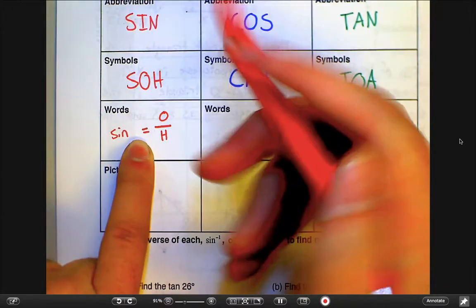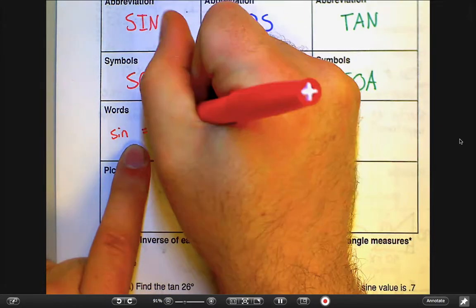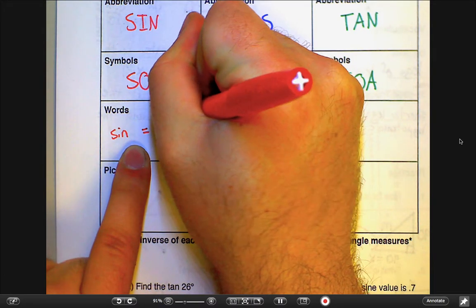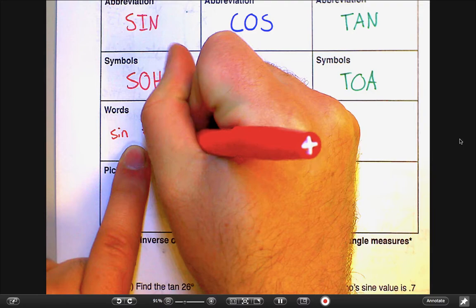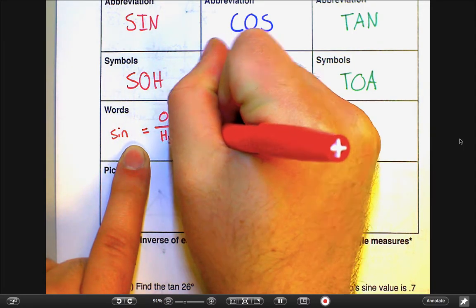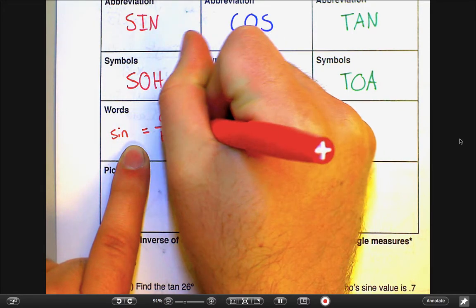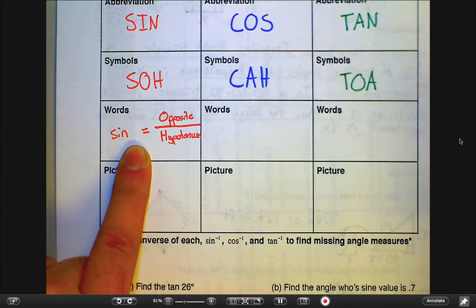Okay. Now, O and H actually stand for things. This is opposite over hypotenuse. If you want to abbreviate those and you know what those mean, that's fine. But we got opposite over hypotenuse.